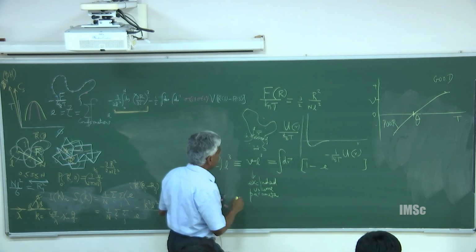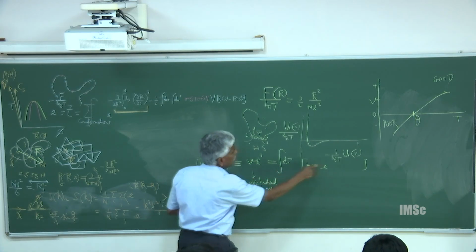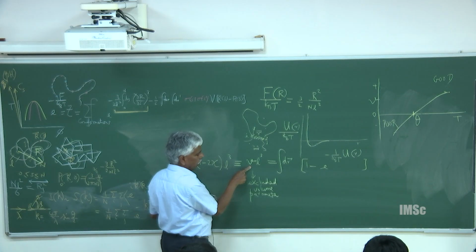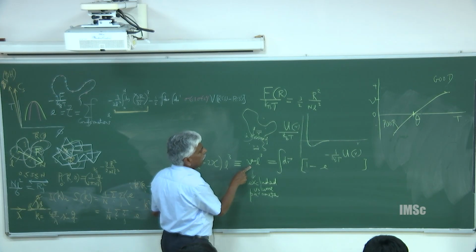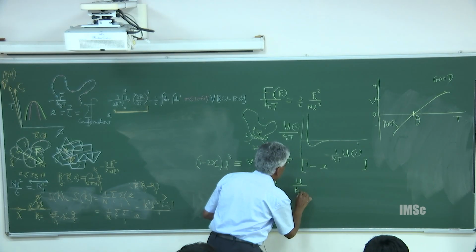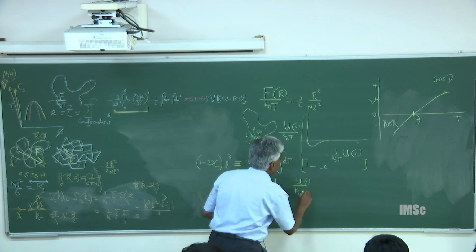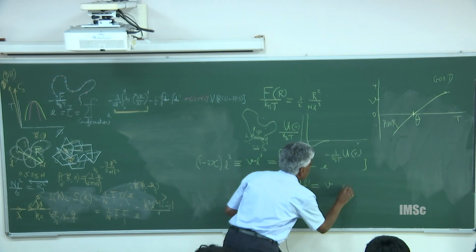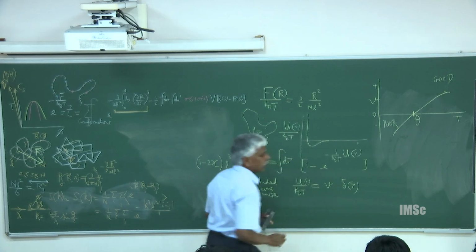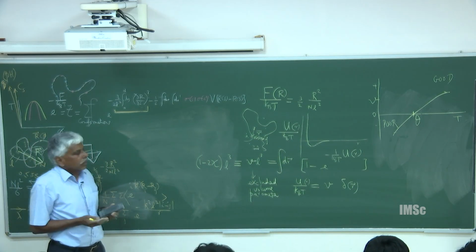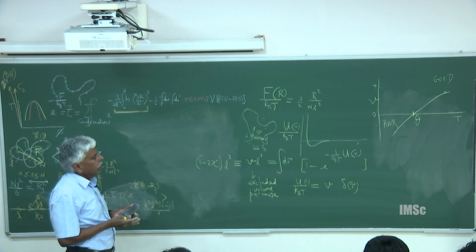Since this integral is going to be this number. Okay, let me assume u(r)/kBT is equal to v times the delta function of r, a short-range interaction. Since it's short range, let me write it like this, right?